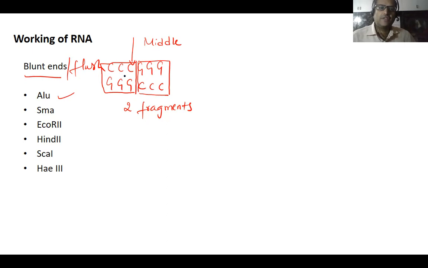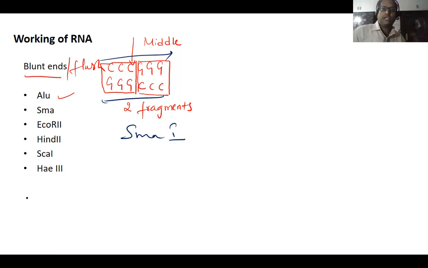Now this is a sequence we can see, the sequence of SmaI: CCCGGG. Similarly, you see CCCGGG when we read forward and when we read backward. Now there is a cutting. Once there is cutting, what happens? It cuts at the center exactly. Now this becomes one piece and this becomes another piece. Two pieces have been formed, but these two pieces have blunt ends.